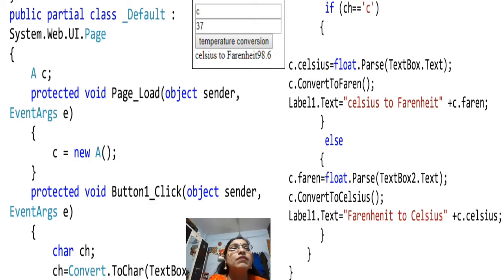Okay, a variable we never write within double quotes. If you want a text or specific message to be displayed on the label, then we will write that particular message within double quotes plus the variable name directly. We never use quotes for integer or float. Only for string values we should use double quotes. So I hope this is clear to you.